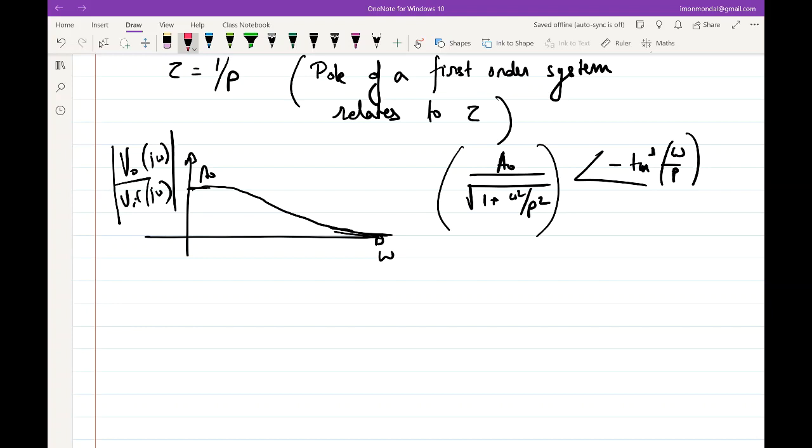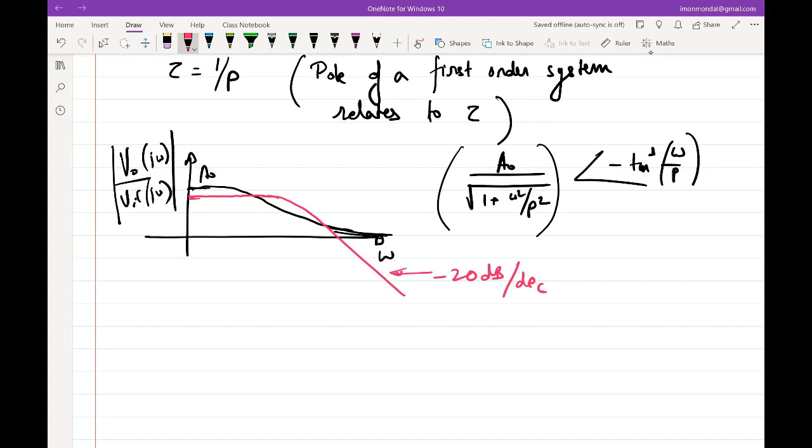In this case, we say that it looks flat for a certain range of omega, and then it is dipping down. If we take a log plot of this, it will be flat for some portion of omega, and then it will eventually come down and go to minus infinity. And what will be the slope of this? Minus 20 dB per decade.